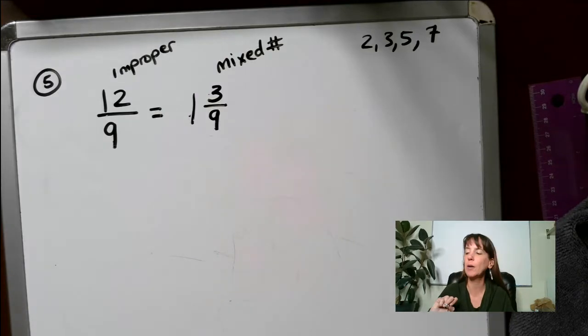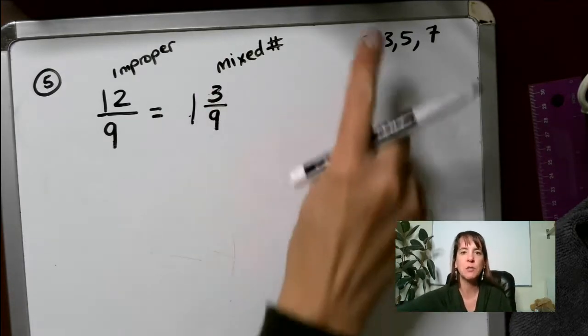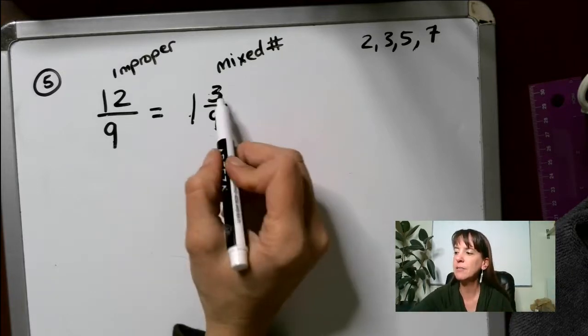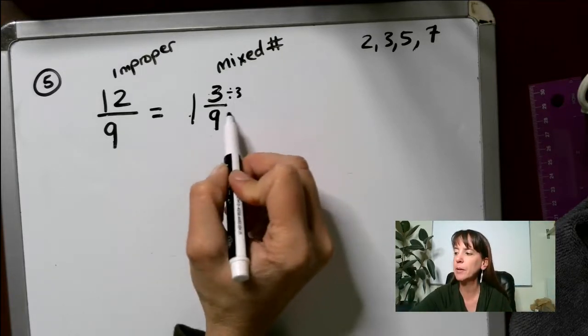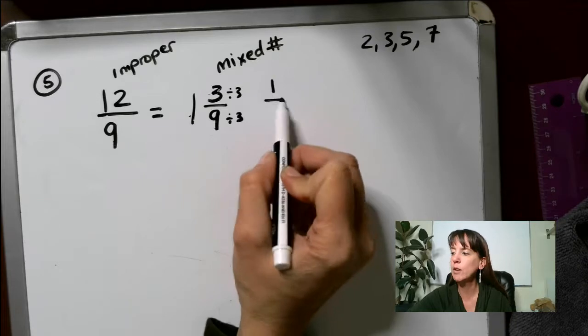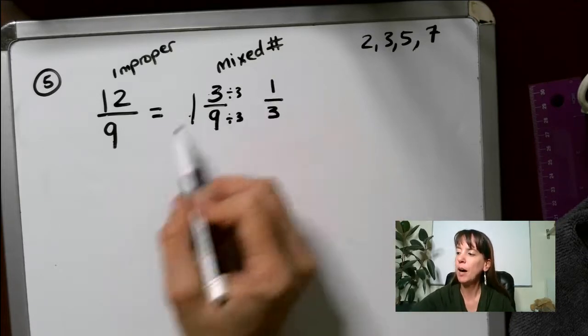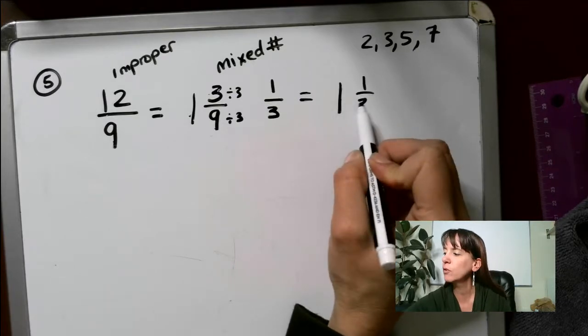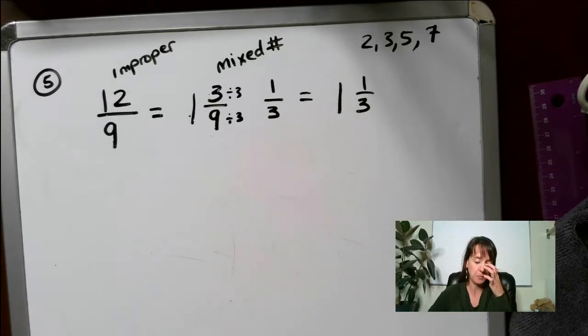But looking at that, I ask myself 2, 3, or 5. 2, no, because it's not even, right? 3, yes, I can divide the top and bottom by 3. And if I do that, I get 1 over 3. So dealing with this guy right here, my final answer is 1 and 1/3. Good deal.